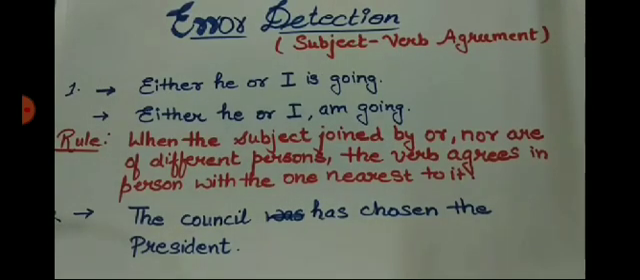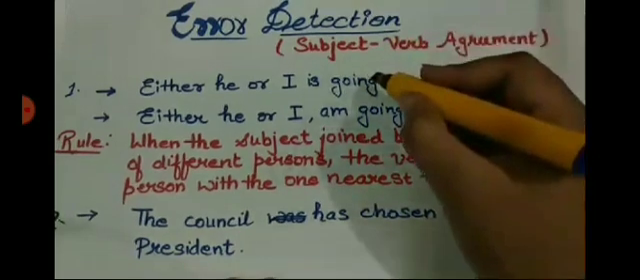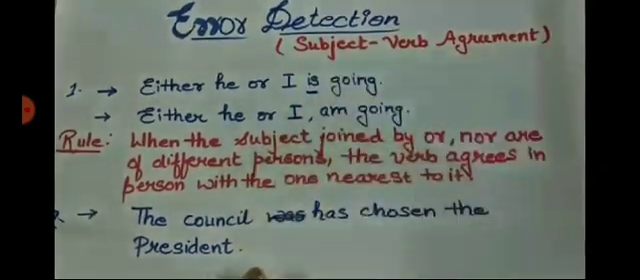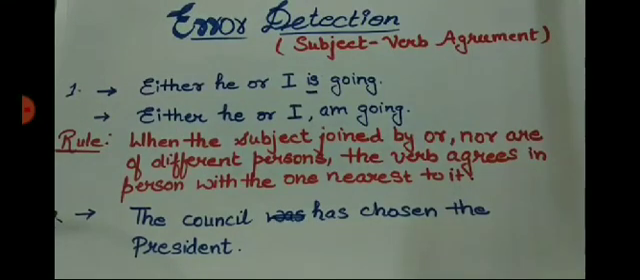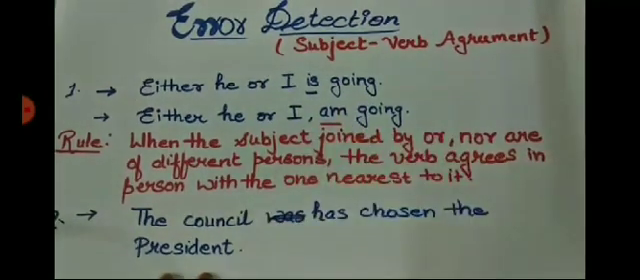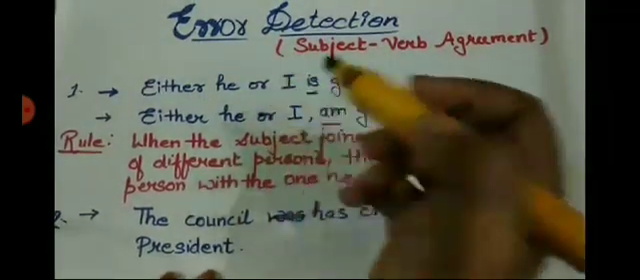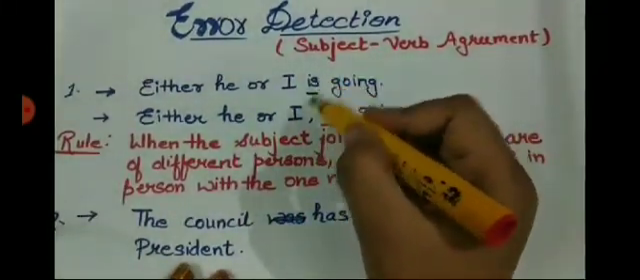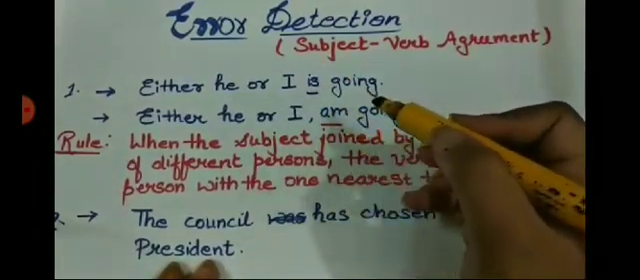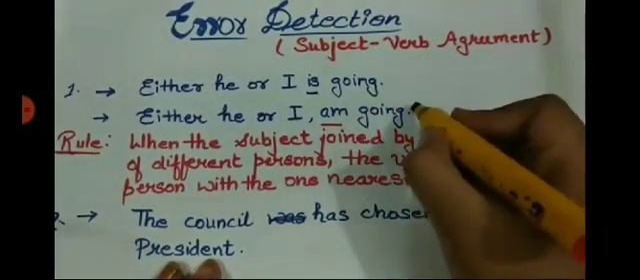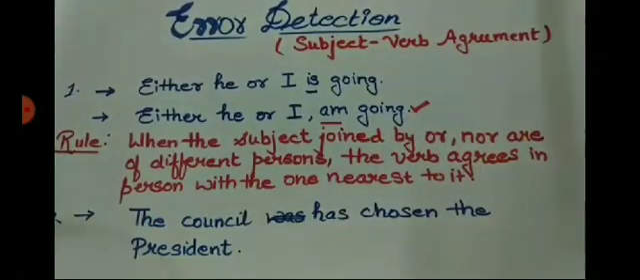So here is the first one. The first sentence says, either he or I is going, and the second one says, either he or I am going. So guys, in the first sentence I have used is with I, and in the second sentence I have used am. Now because I is a singular subject, is is a singular verb, and am is also a singular verb. But the correct sentence will be the second one, that is, either he or I am going.